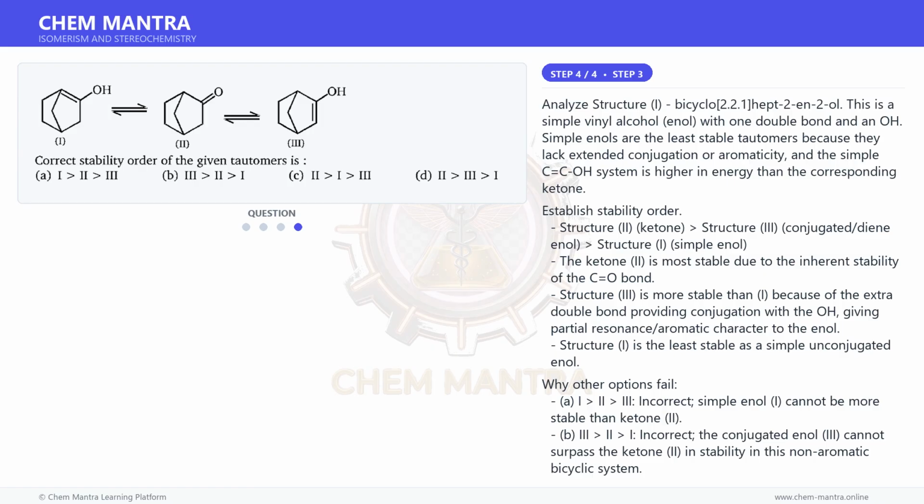Why other options fail? A. 1 > 2 > 3 is incorrect; simple enol 1 cannot be more stable than ketone 2. B. 3 > 2 > 1 is incorrect; the conjugated enol 3 cannot surpass the ketone 2 in stability in this non-aromatic bicyclic system. C. 2 > 1 > 3 is incorrect; 1 being more stable than 3 ignores the conjugation advantage of 3.